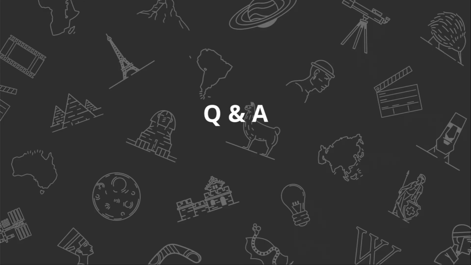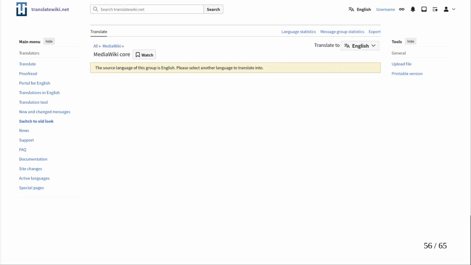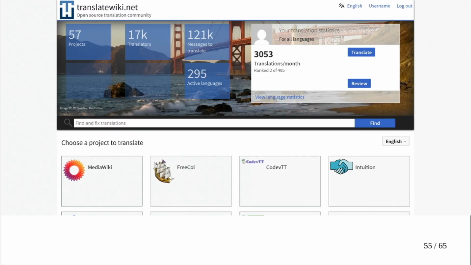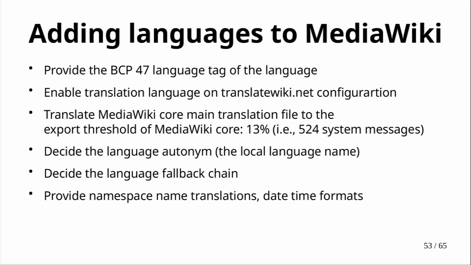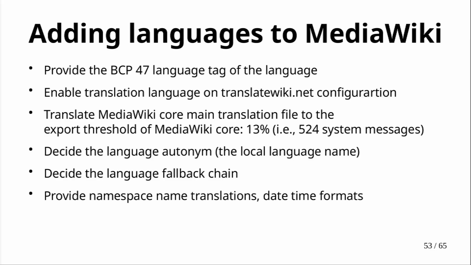I want to ask about the 13% threshold to add a new language. You mentioned that they added 13% of the messages. I would like to know how it came to be decided that it should be 13%. I think it looks quite low, but then there is a trade-off. So I would like to know how come you decided on 13%.